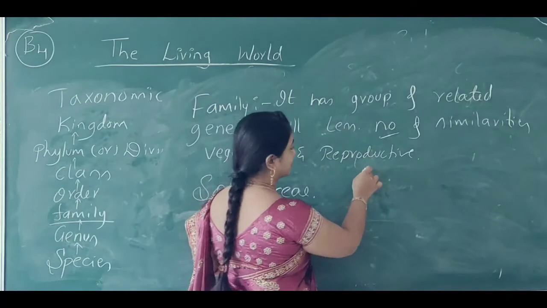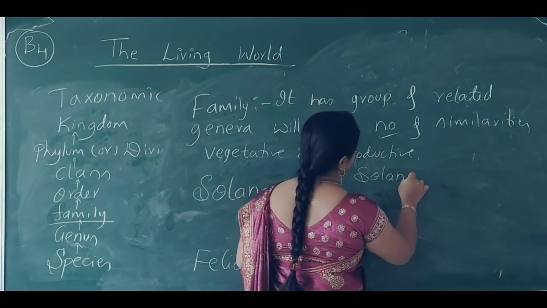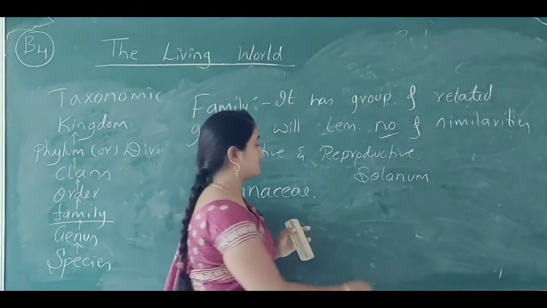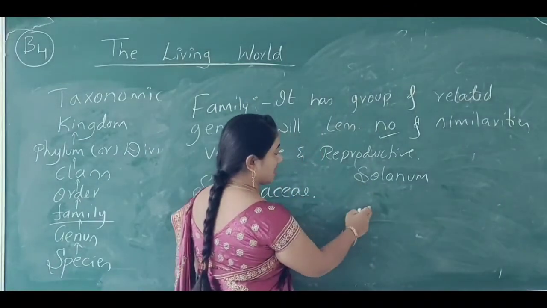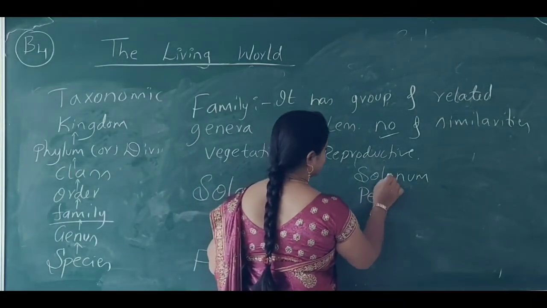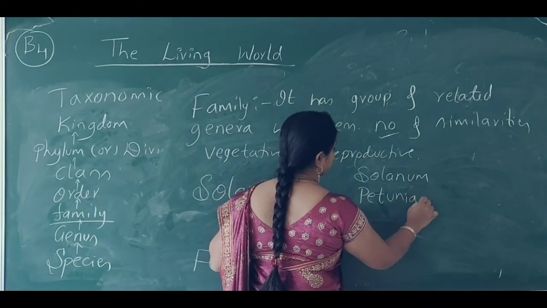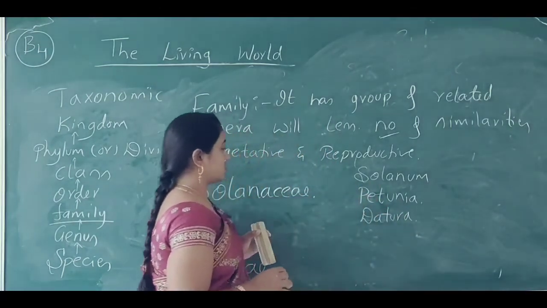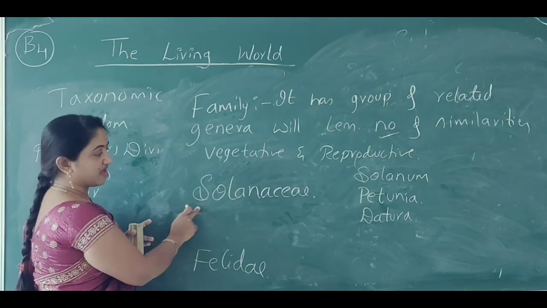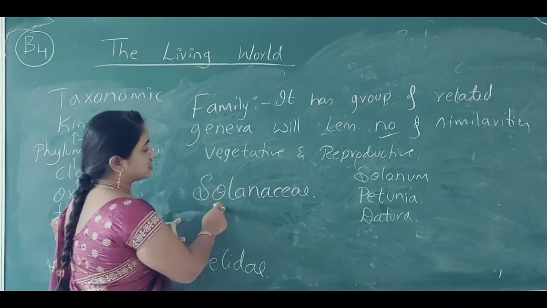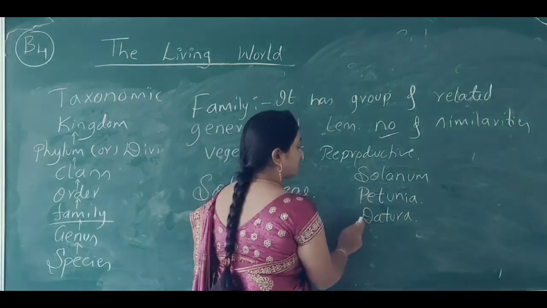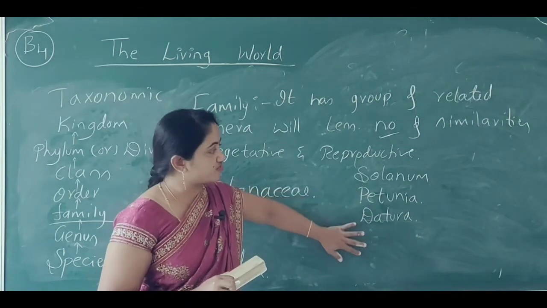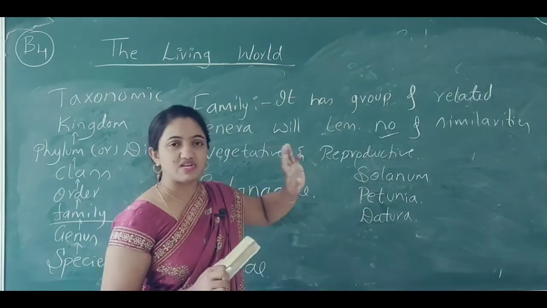The Solanaceae family consists of a number of genera. Just now we studied Solanum. We know how many species come within Solanum. I'll write two more genera: one is Petunia and Datura. Okay, so this is the Solanaceae family. The Solanaceae family includes something like 20 to 30 genera. Out of those 20 to 30, I have written only 3 here.